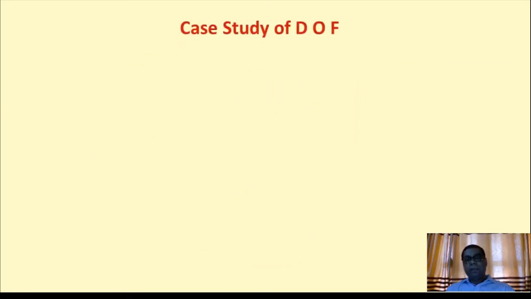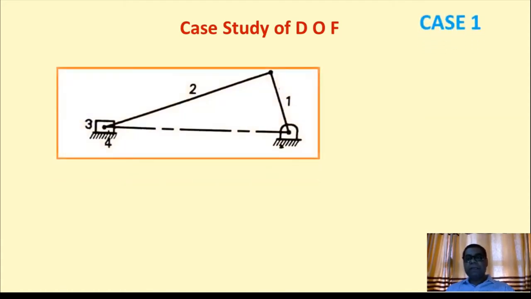Now let us directly go to the case study of degree of freedom numerical problems, which you are waiting for, that I know. So the first case is a classic slider crank mechanism. Over here you can see link number 1 is a crank, link number 2 is a follower, and link number 3 is a slider block which is supported on link number 4.